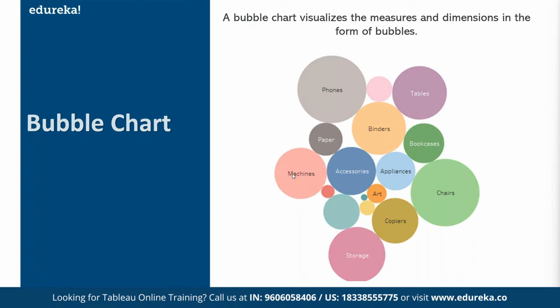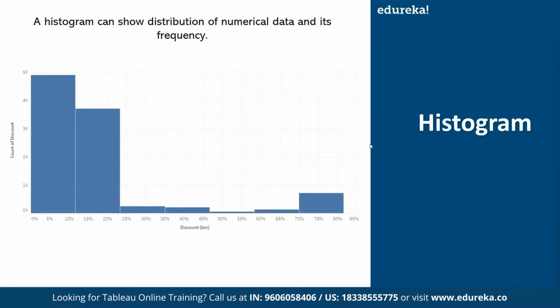And we have another plot called the histogram chart, and we use this histogram chart to show the distribution of numerical data and its frequency. And this is actually called a univariate plot. That means to create a plot, I'll be making use of a single column of the data set. Okay, so this is an introduction to various types of plots.